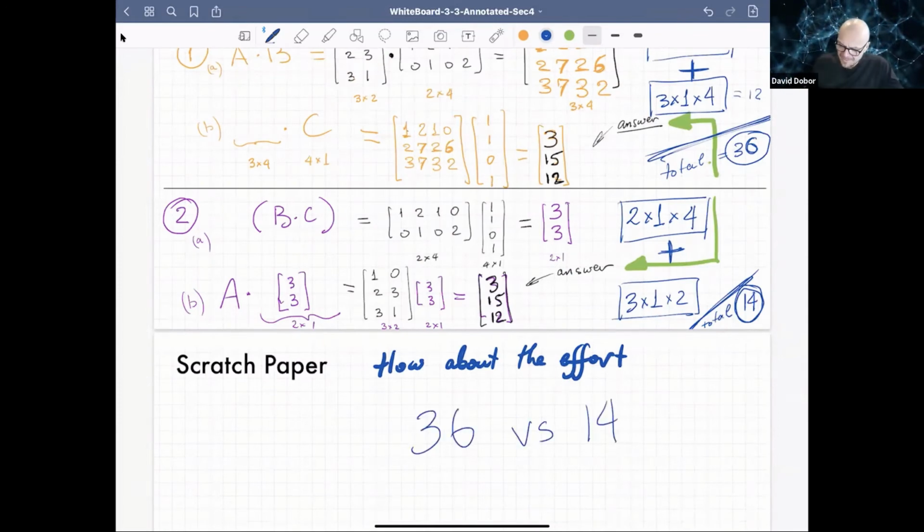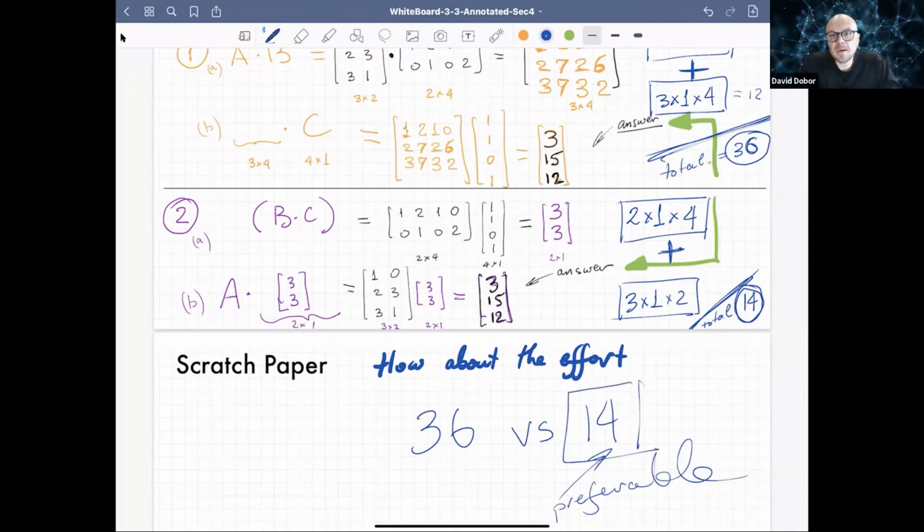So clearly, this is preferable, right? Because you're doing fewer multiplications. So apparently, where you place the parentheses in terms of what the final result is does not really matter, of course, but computationally, it makes a huge difference. It matters where you place the parentheses, okay? Because the effort involved can sometimes be a drastic savings of effort.